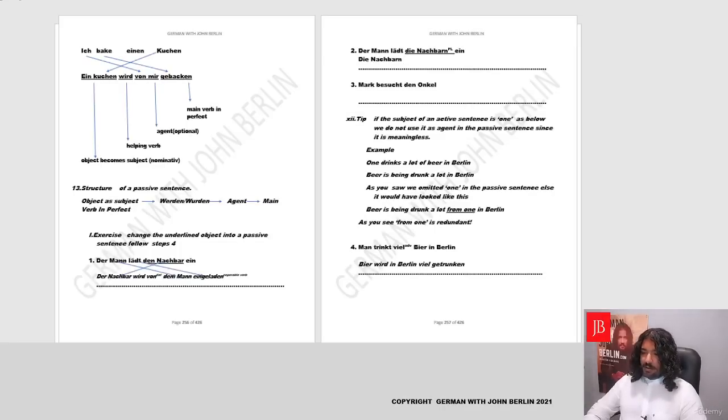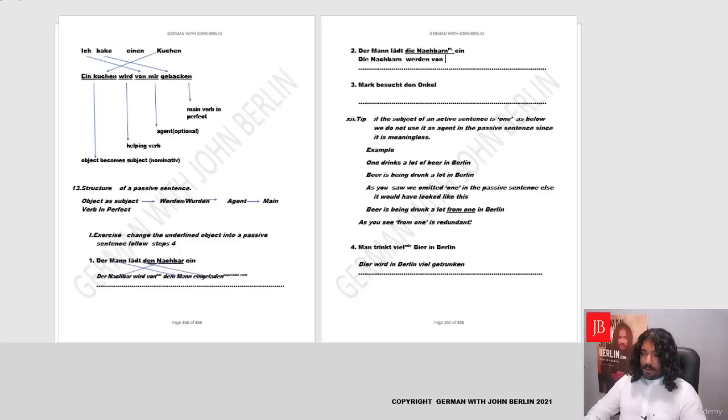So die Nachbarn. Now we'll introduce the helping verb, which is werden or wurden. How will we decide if it's present or past? As you see, it's written in the present. The man invites the neighbors. So we'll carry on with the present tense, that's werden, conjugated for the Nachbarn. That's third person plural. That's ich werde, du wirst, sie, es wird. Wir werden, ihr werdet, sie werden. Perfect. Die Nachbarn werden from the man.